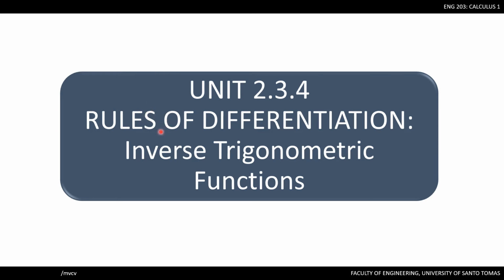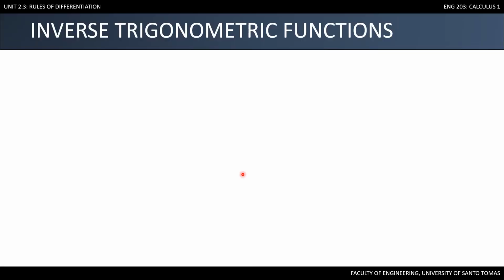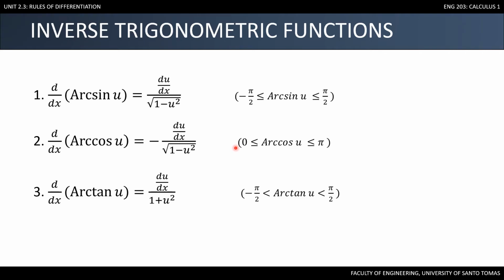This next topic is on the rules of differentiation for inverse trigonometric functions. So here are the formulas for inverse trigonometric functions. Number 1, d over dx of arc sine of u is equal to du over dx over the square root of 1 minus u squared, where arc sine of u is greater than or equal to negative pi over 2, but less than or equal to pi over 2.